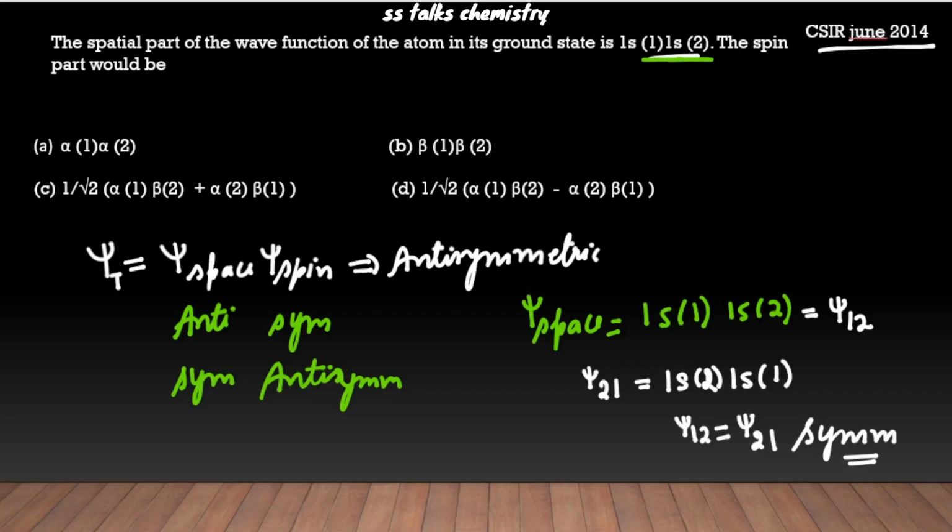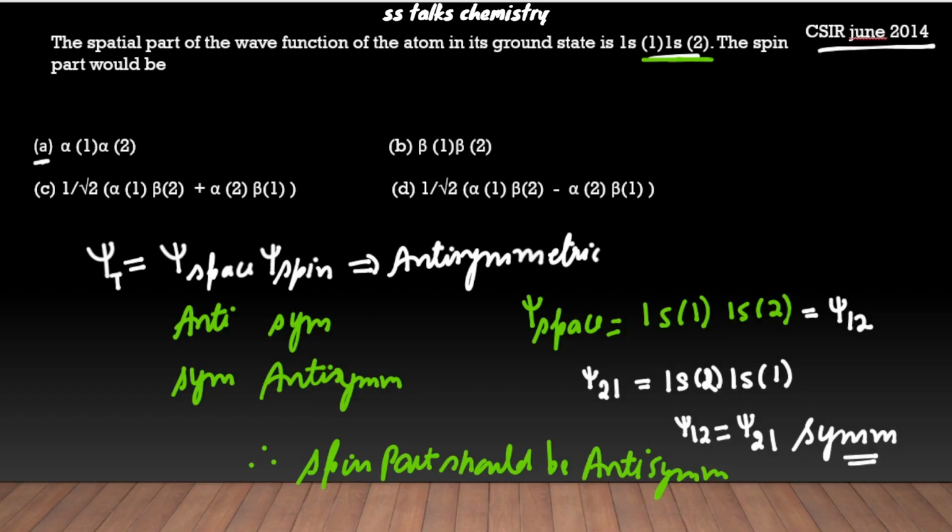Now to make this total wave function anti-symmetric, the spin part should be anti-symmetric. Only then will the total wave function be anti-symmetric, right? So now we will be checking from the given options which spin part is going to be anti-symmetric.